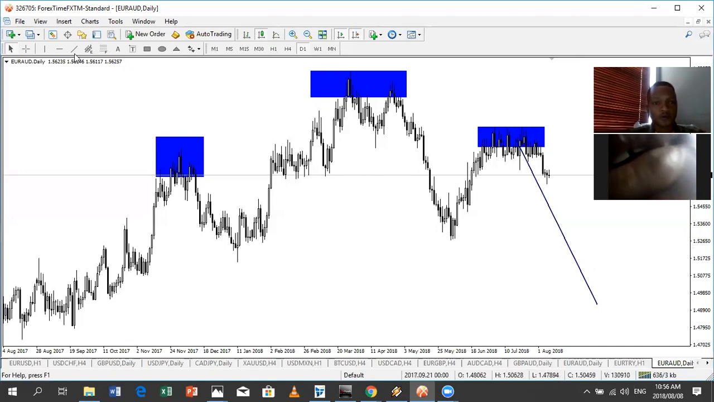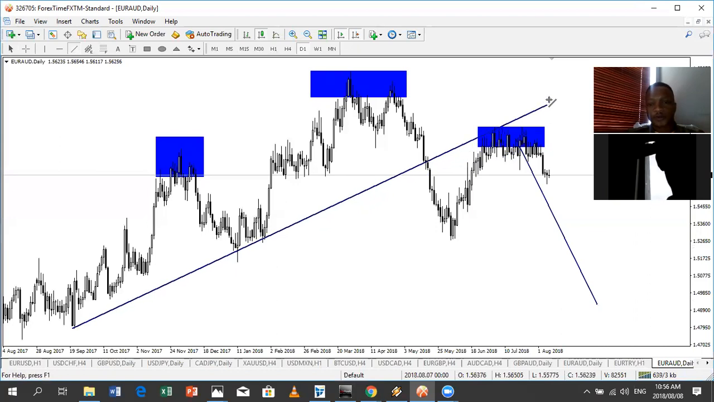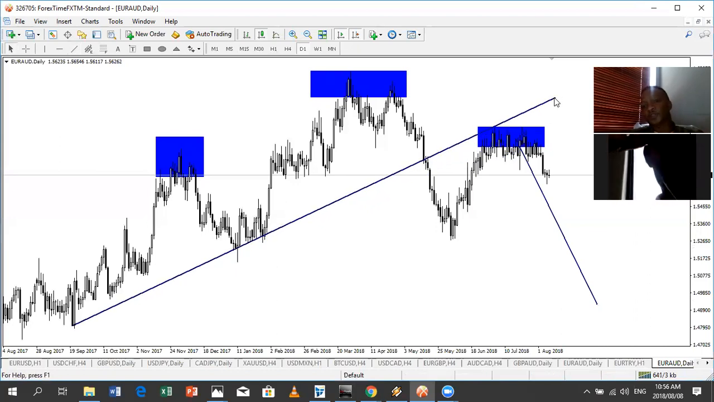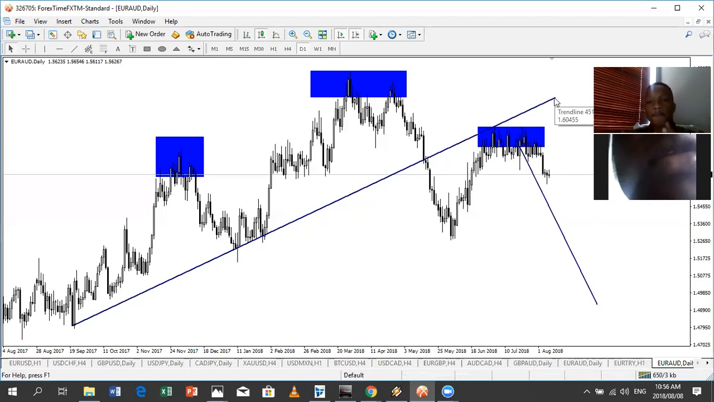Yes. Trend line breakout, which is there. This is the best confirmation that this pair is no longer going to go up. It's now going down, right? So what do you have to do?